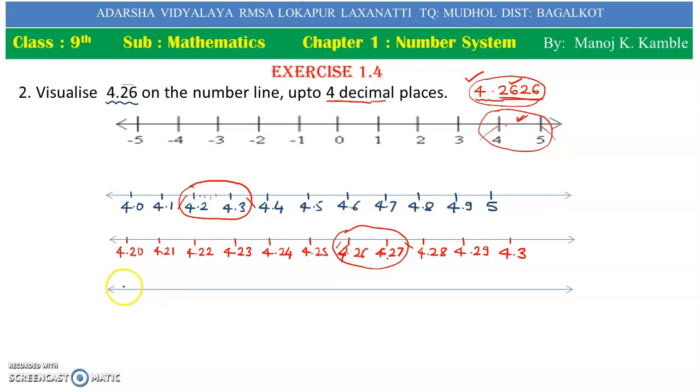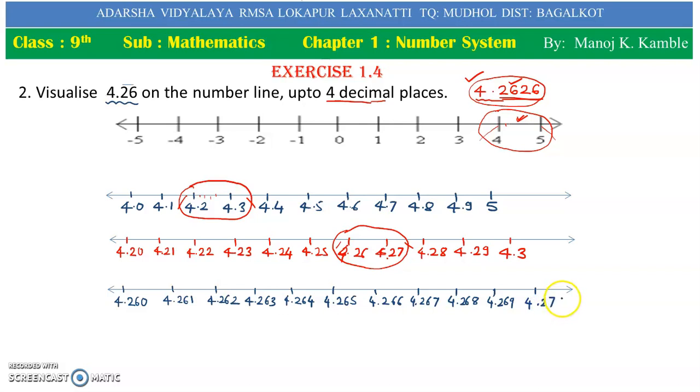So next values: 4.260, 4.261, 4.262, 4.263, 4.264, 4.265, 4.266, 4.267, 4.268, 4.269, and it is the 4.27. Next it is 0 comes, but it can okay.